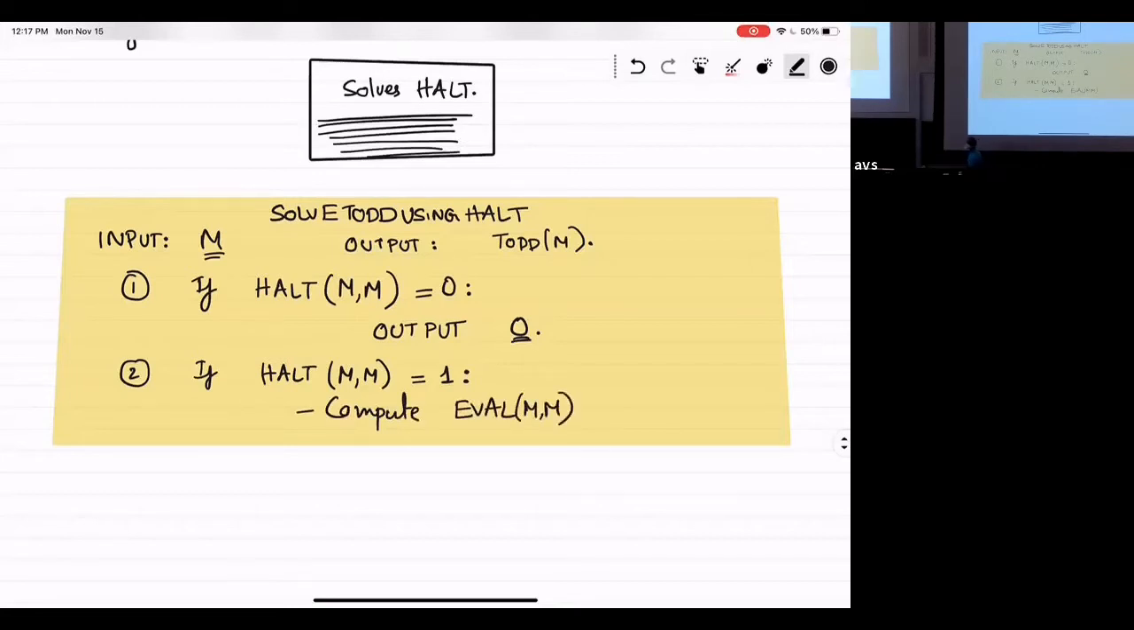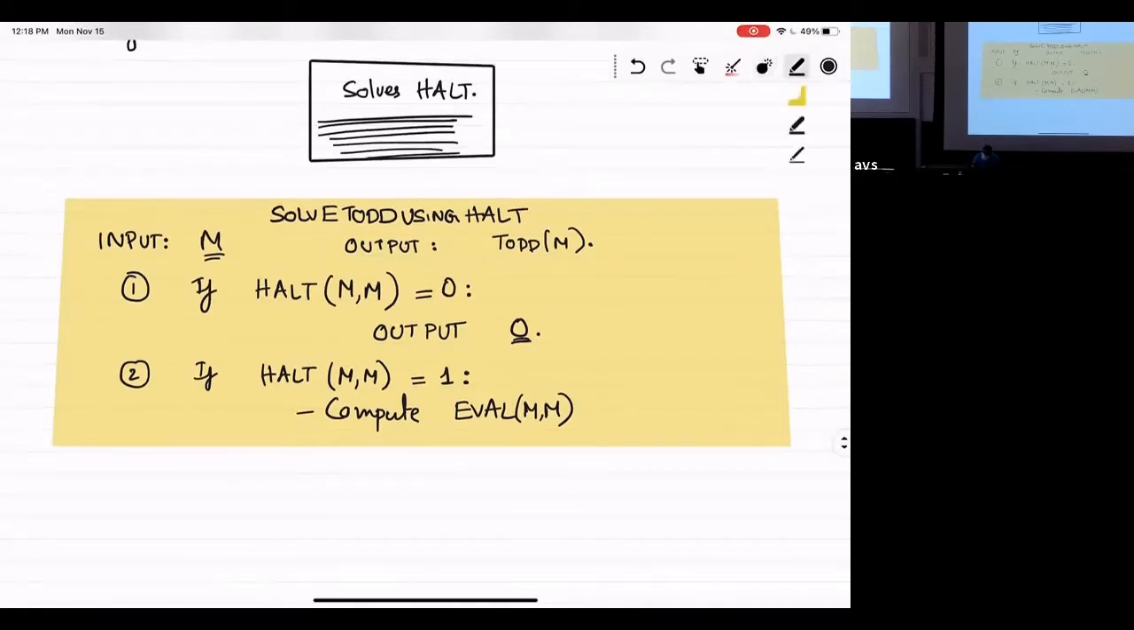So I'm going to simulate M on itself. Actually, exactly, the suggestion in the chat was the same thing: once I know whether or not the machine halts, I can use my usual tricks. I need to simulate M on itself, but I can do that because we have a universal Turing machine. I'm going to compute eval of M comma M, which we know is an algorithm that we can compute, and proceed.